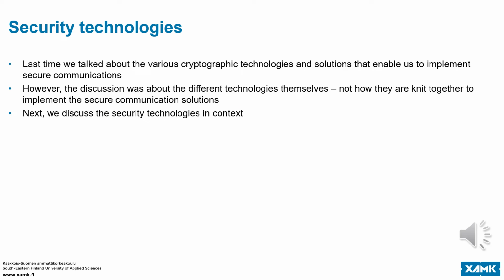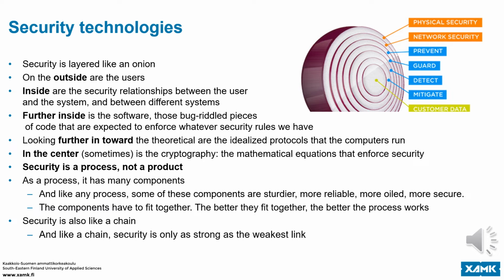Last time we talked about the various cryptographic technologies and solutions that enable us to implement secure communications. However, the discussion was about the different technologies themselves, not how they are knit together to implement the secure communication solutions. Next, we discussed the security technologies in context. Security is layered like an onion.